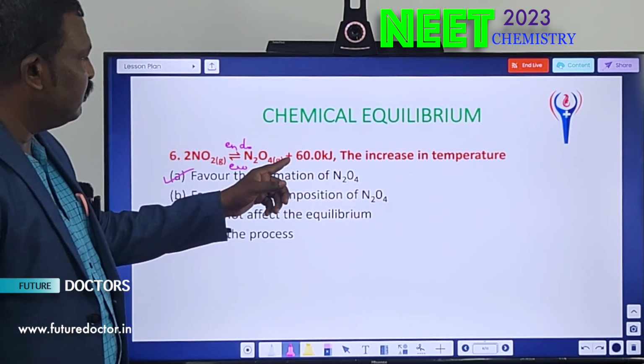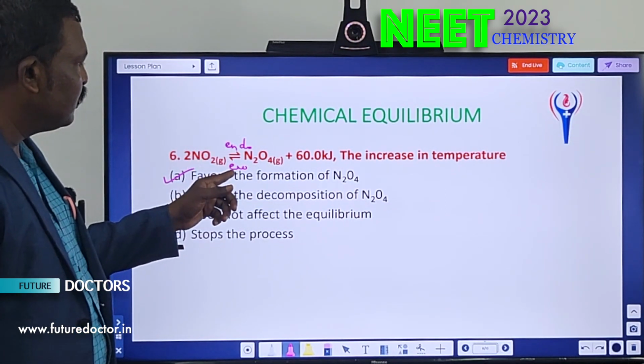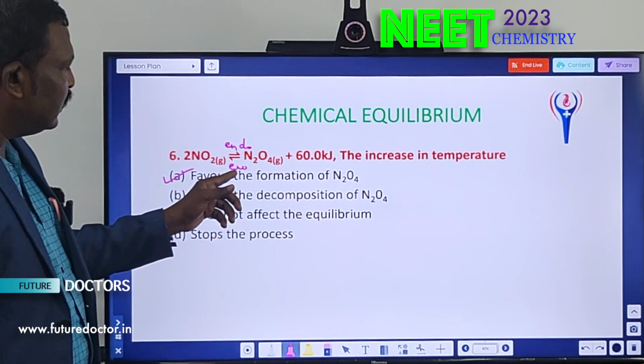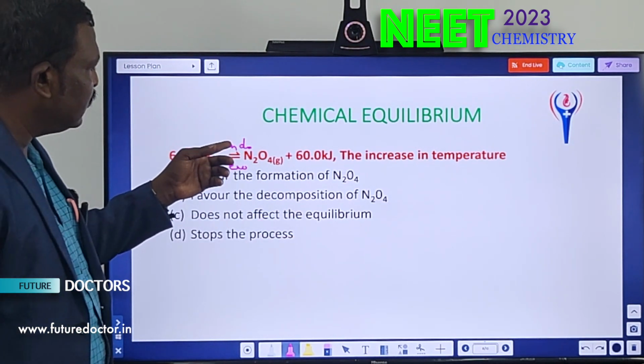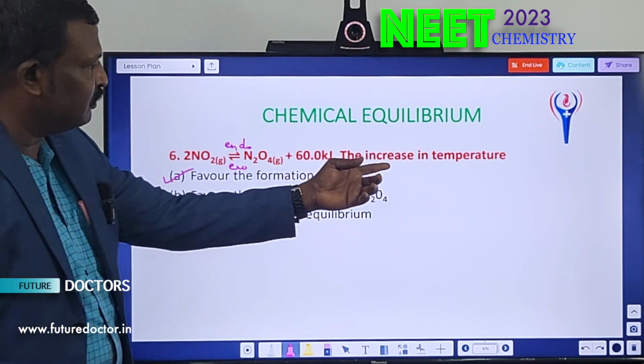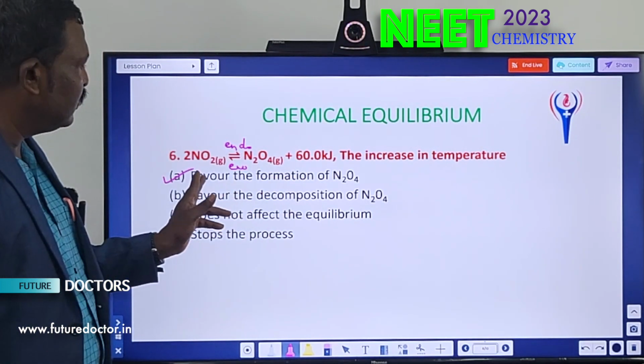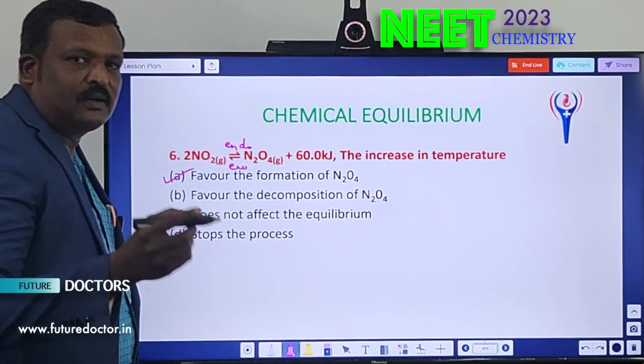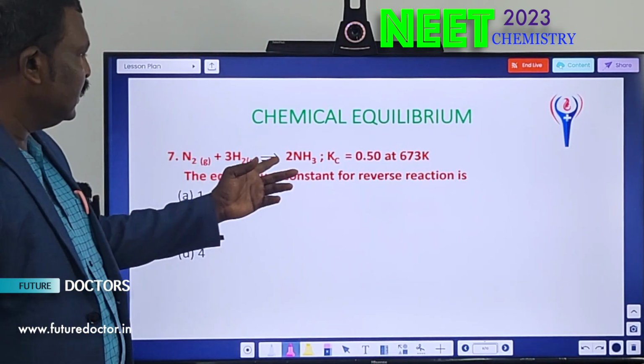Are you following? Plus is given means this is called endo, automatically this is exo. But we are giving some temperature. If you give some temperature, among the two, exo and endo, only endo absorbs the temperature we give. Understood? So the forward reaction takes place. Forward means it favors the formation of N2O4. Okay, right. Simple one. This is based on Le Chatelier's principle. Understood?